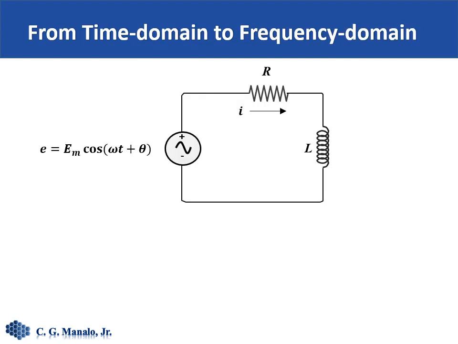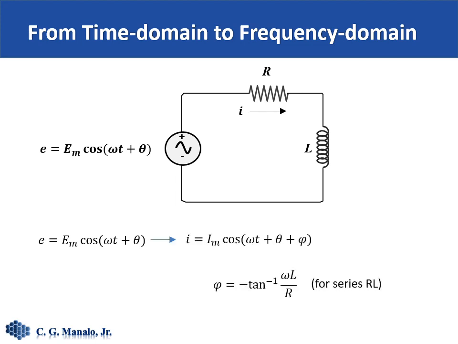To show the transformation process, again, let's solve for the steady-state response of the series RL circuit. Here we have a circuit which is excited by a sinusoidal forcing function. And we already know that if we apply this function, it will yield a steady-state response that would look like this, where phi there is given by this formula for a series RL.